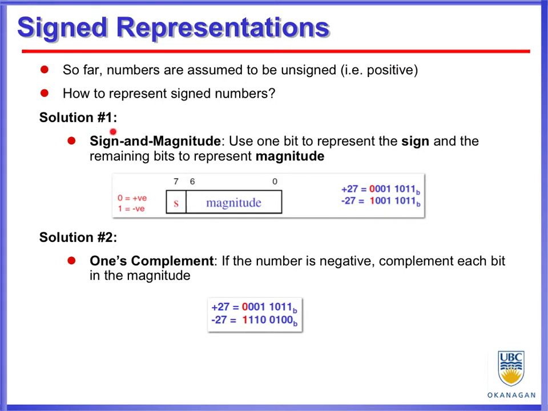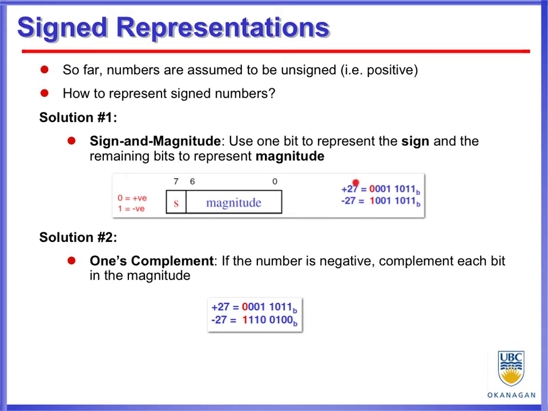Solution number 1 is really straightforward. It just says, well, there's only two possible signs a number can have, positive and negative. So therefore, why don't we just add a bit to the most significant end of a number, let's say a binary number, and let's say if that bit is 0, then the number that follows is positive. If that bit is 1, well, then the number that follows is negative. Very straightforward, very simple to implement in a computer, okay?